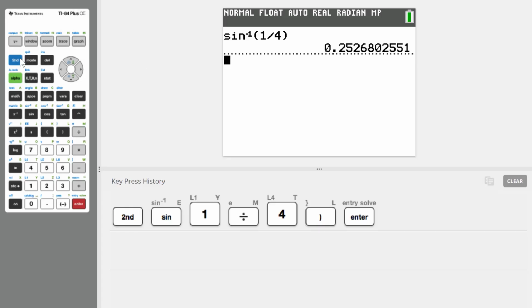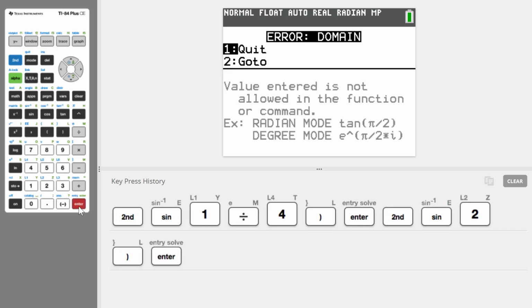By the way, since we have the calculator going, let's try that earlier example, arc sine of 2. I will type sine inverse. That's how the calculator expresses it. I'll put a 2 in, and you see when I hit enter, I get an error because that value just doesn't exist.